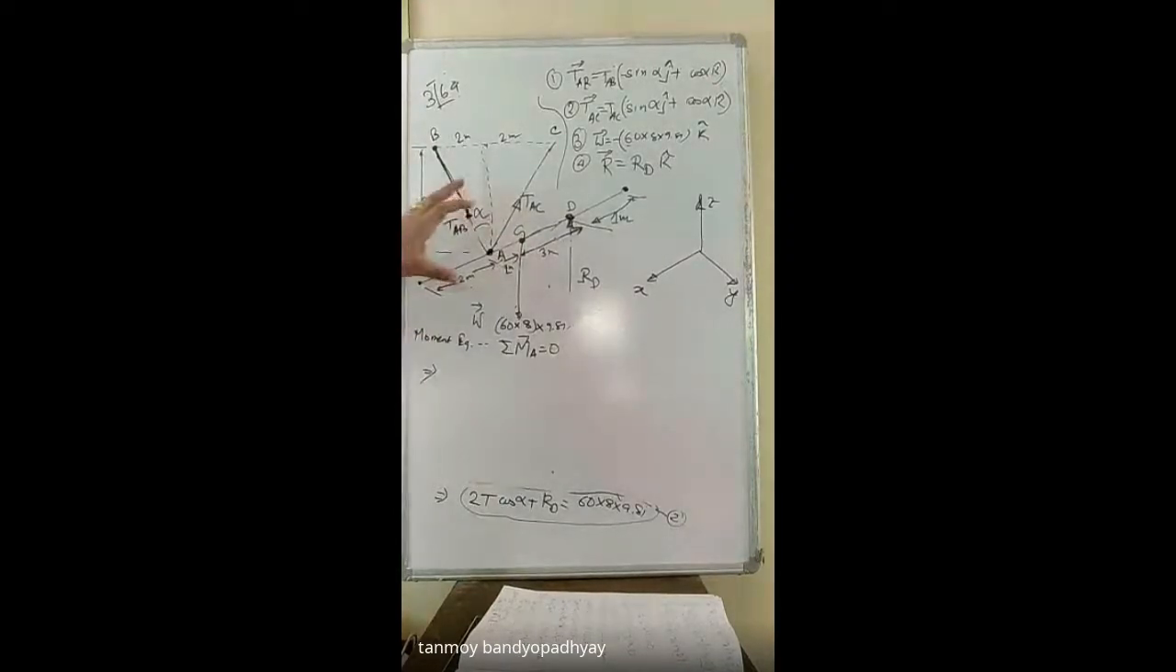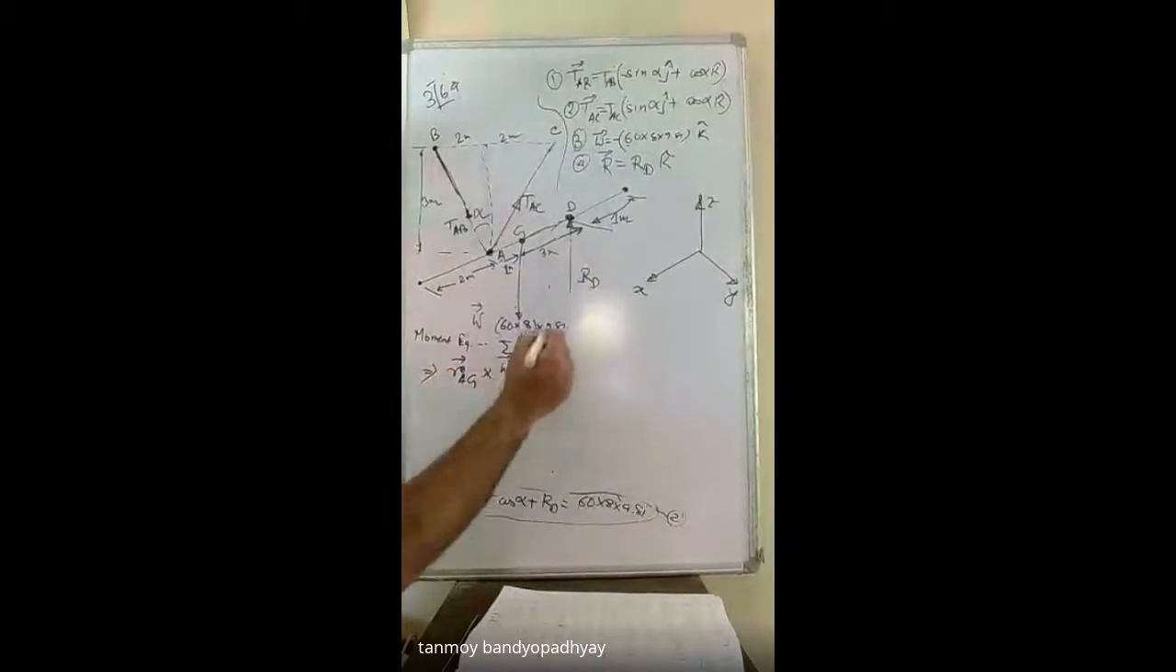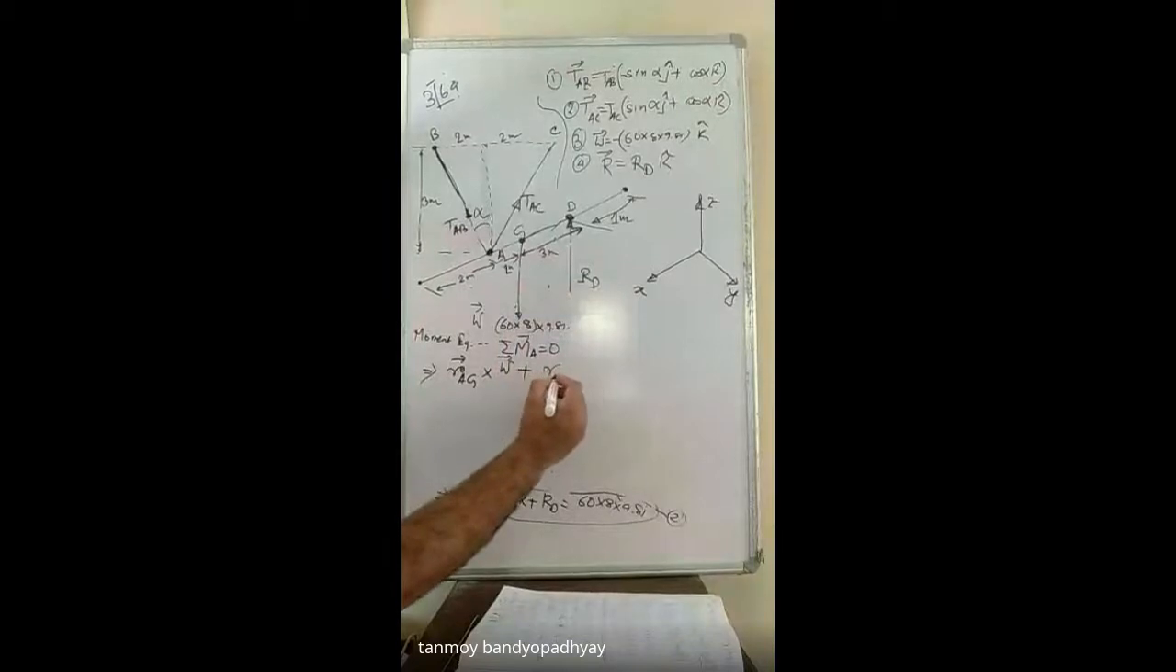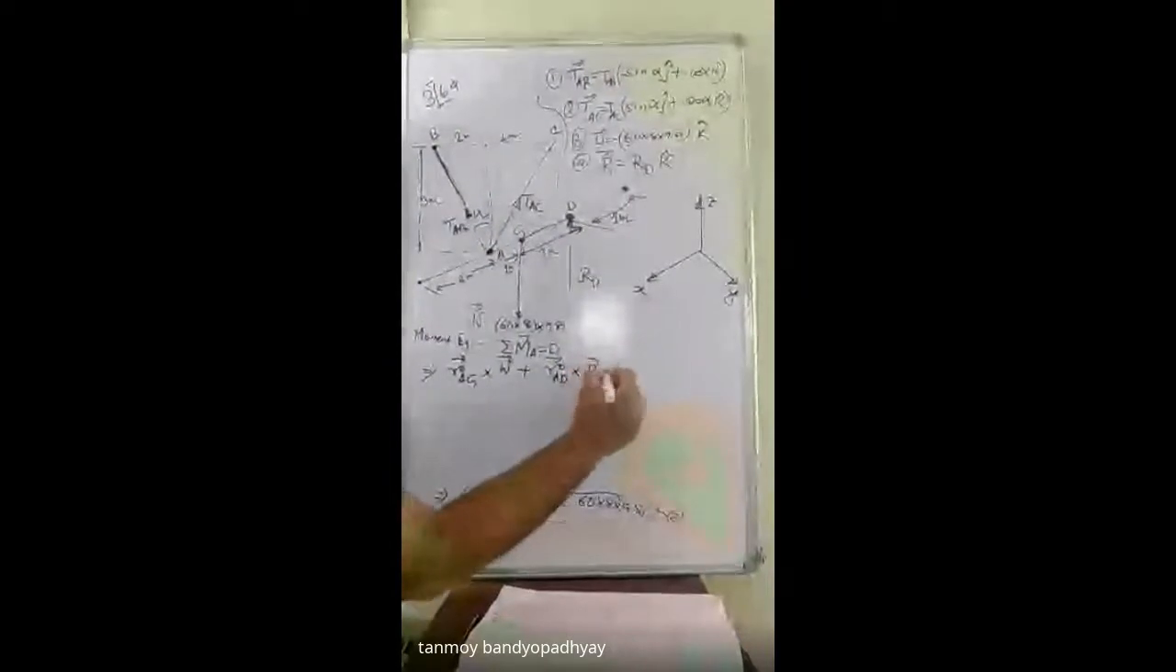I am writing those, okay, because their position vectors are already 0. So TAB and TAC won't be having any contributions, only the force RT and the weight will be having contributions to the moment. So which forces have moments? W and R only. Where is W acting? It's acting at the point G. So we can write RAG cross W, the weight vector, plus RAD cross the RT vector, and that should be equal to 0.